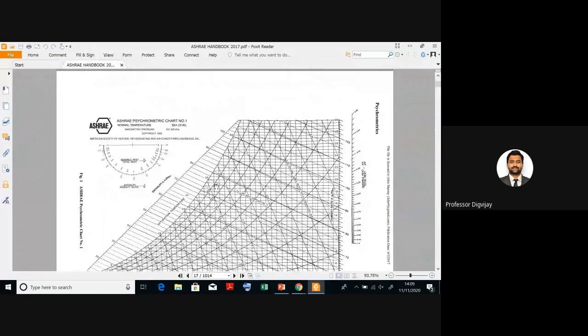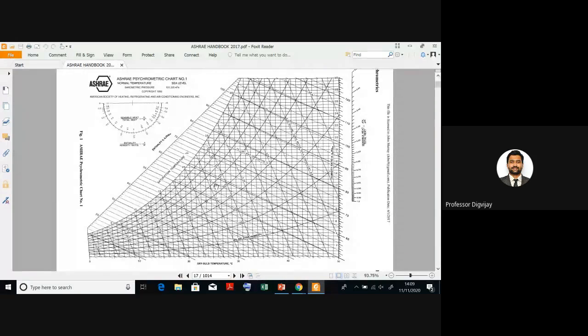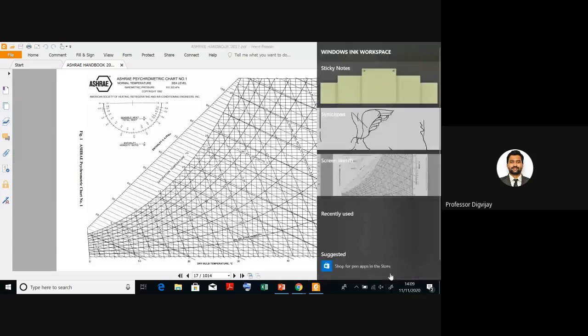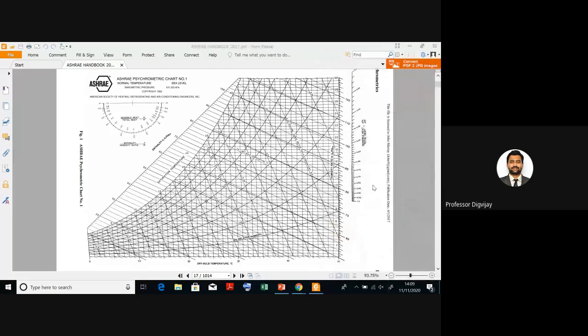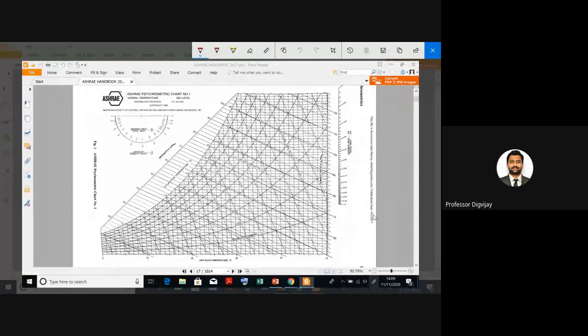So there is a psychrometric chart provided by Ashray, which is in front of you. See here, our point 1 is 30 degrees Celsius DBT. So this is the line for 30 degrees Celsius. I will go in the vertical direction and I will stop at the 50% RH. This is 40% and this is 50%. So this is the 50% RH curve. This is my required point. So this is point 1.